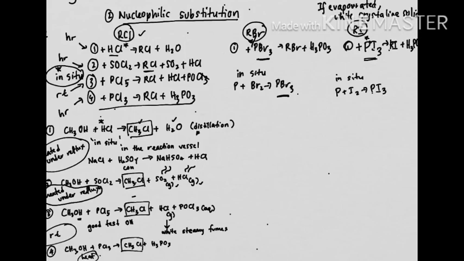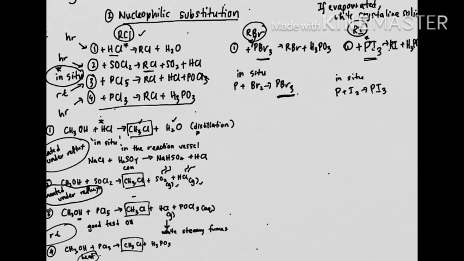So what is going to happen over here? We are going to put phosphorus and bromine gas, together with the alcohol that we want to react. Once the PBr3 is formed, the PBr3 is going to react with the alcohol directly. That's the meaning of in situ, in the same reaction vessel.